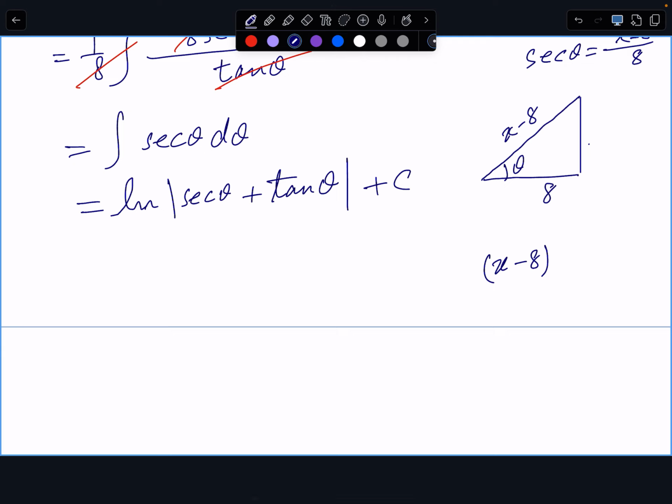I got a bit tired. Okay, this one is squared minus this squared under the square root. So this one is going to be x squared minus 16x plus 64 minus 64. So this one is going to go. We're left with x squared minus 16x under the square root.